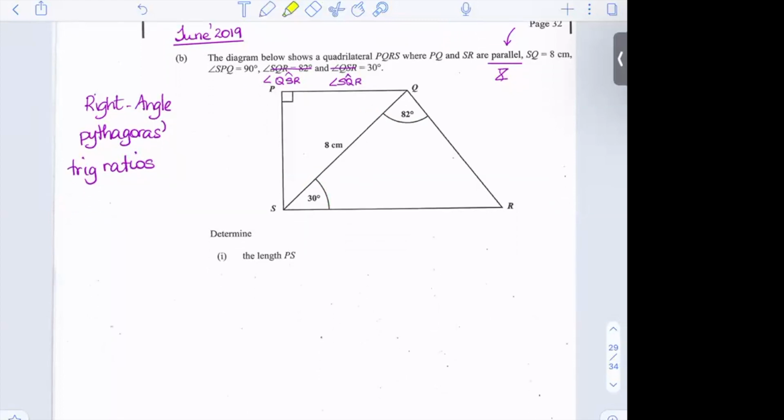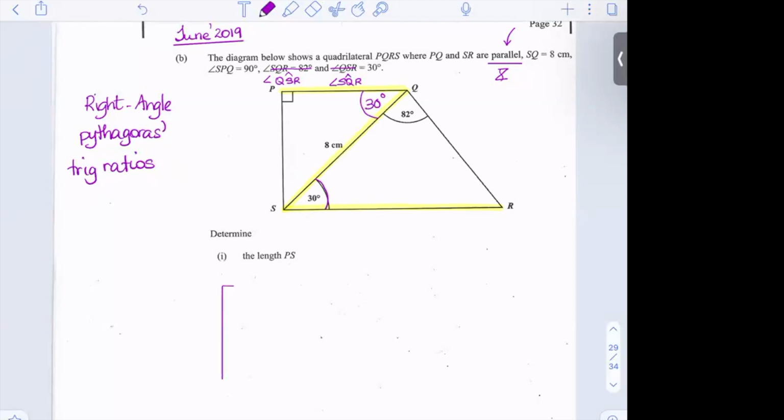Now, this is the parallel lines. This is cut by the transversal. What shape is that? A Z. What type of angles are associated with the Z-shape? Alternate. So therefore, if this is 30 degrees, here would also be 30 degrees. Yes? Yeah, miss. All right.